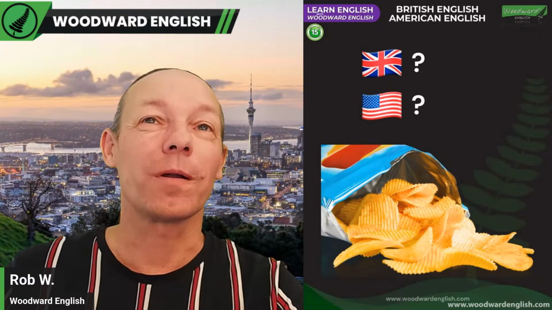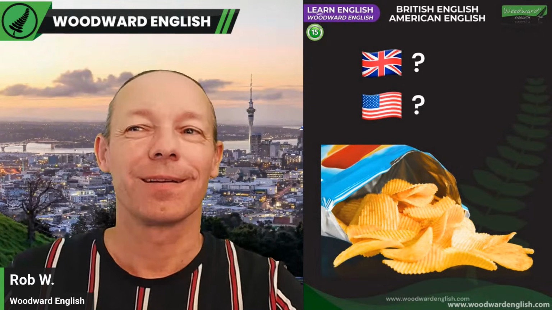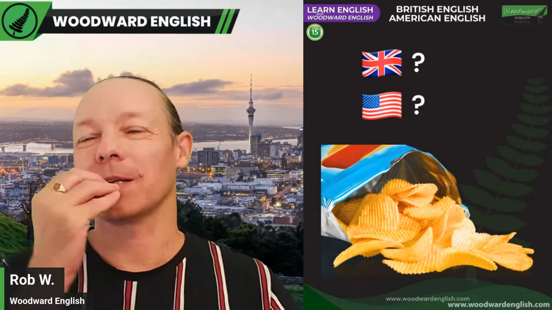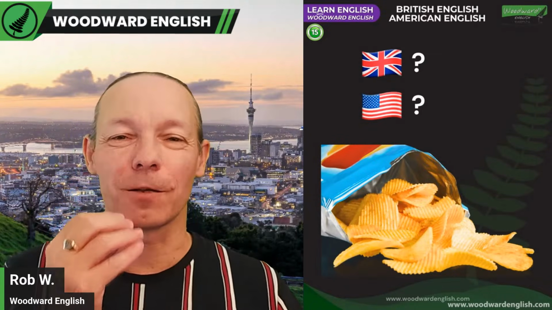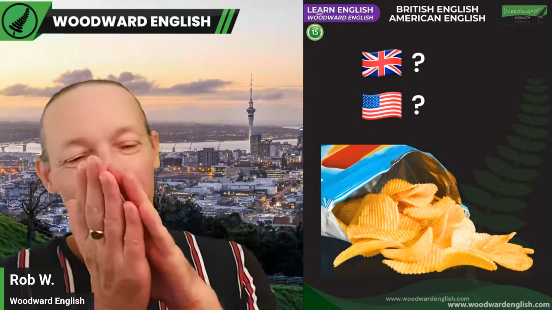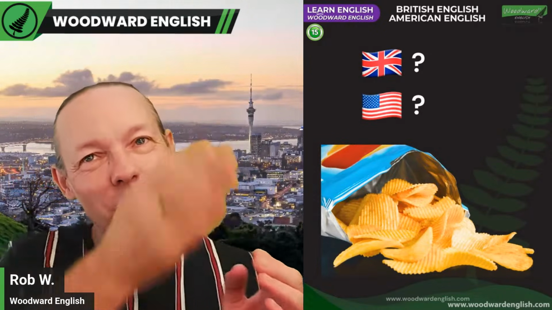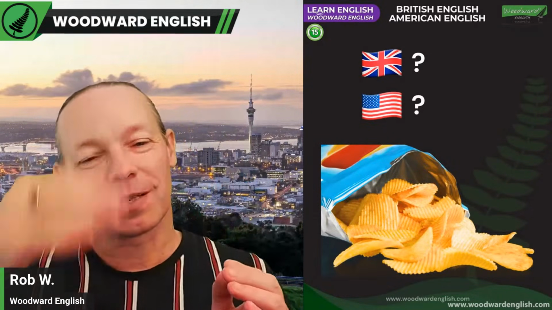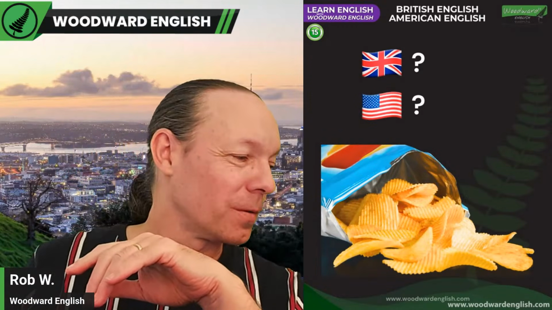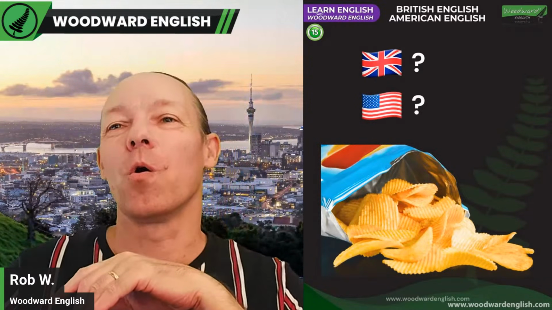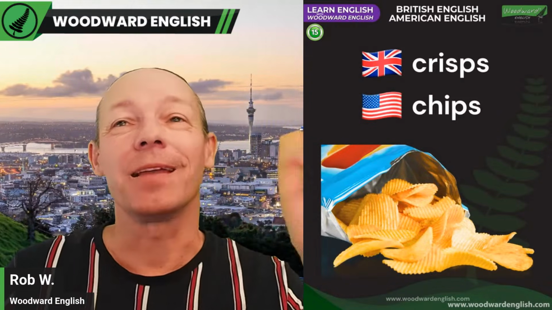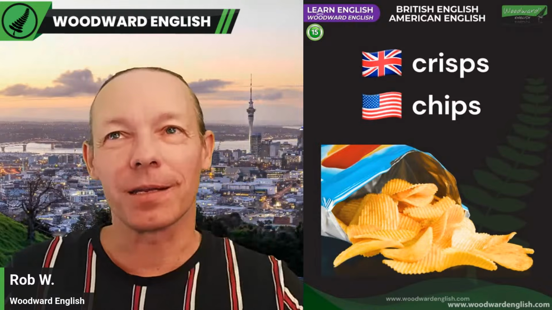But what are these called? What are these called? You just take them out and they're crunchy. They're made of thin slices of potato. Very thin slices of potato, and sometimes they have ripples in them. These are, what are these called? They are called crisps in British English and chips in American English.